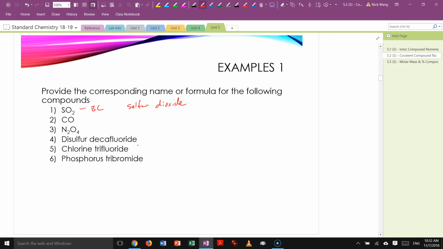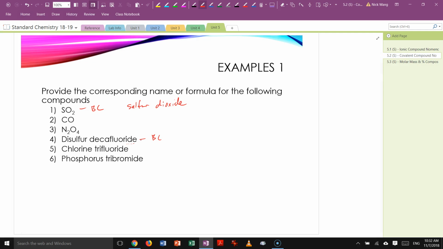The fourth one, let's skip down here, going from a name to a formula. This is disulfur decafluoride. So again, how do we know that this is a binary covalent compound? We know it because it's got the element sulfur with some prefix. It's got the nonmetal fluoride with a prefix and also the IDE ending. So all that together points to being a binary covalent compound.